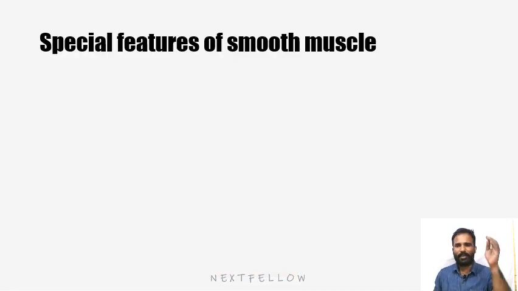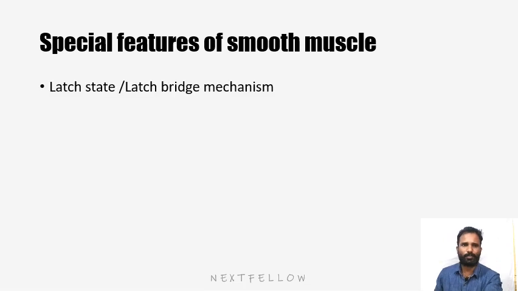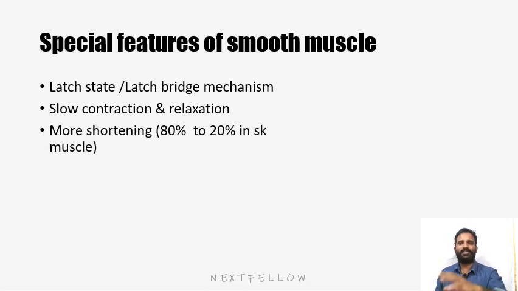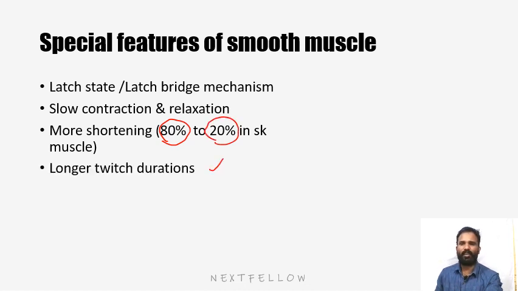And already we mentioned some features, we will mention still more features of smooth muscle. There is a latch state or latch bridge mechanism. It undergoes a state of contraction and also relaxation. Even if the stimulus is over, it will remain in a contracted state for a longer duration. So with less utilization of energy, it can remain in contracted state for a longer duration. Slow contraction and slow relaxation. And as we already mentioned, the corkscrew like contraction, more shortening in the length, almost 80% shortening in the length comparing with the 20% in skeletal muscle. And because of the longer action potential durations, the twitch durations are also longer.